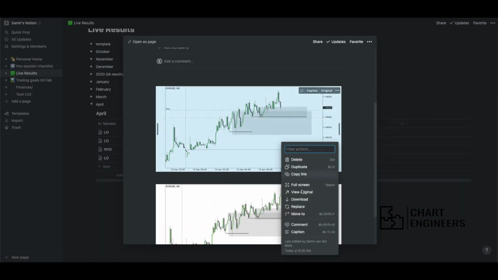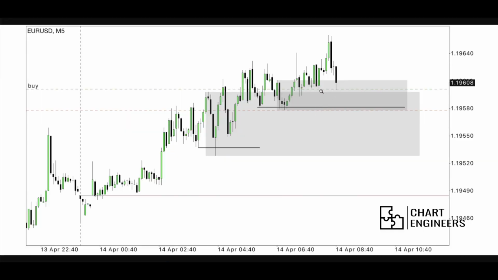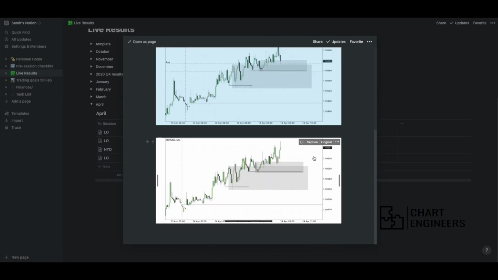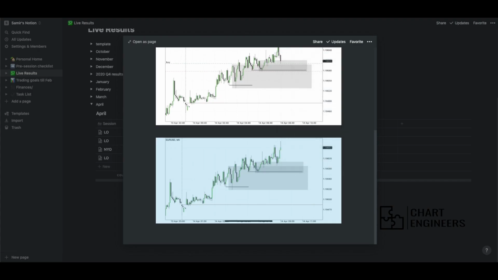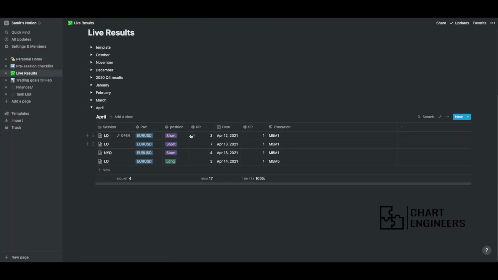You can see the original. You can see how I entered the low right there, stops below, and then you can see in the original how price pushed away, tapping my TP right there. So a quick 3R. Yeah, so I took 4 trades, one on Monday, 2 on Tuesday, and one on Wednesday. 3 of my wins came in London Open and 1 in New York Open. So yeah, that was it basically.